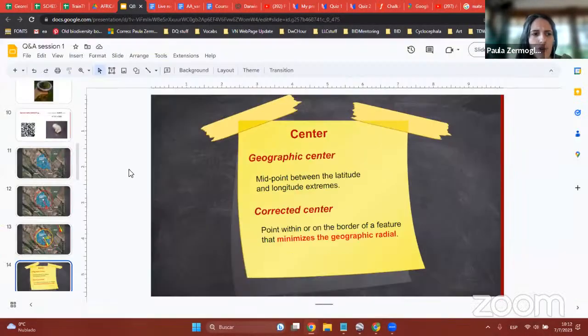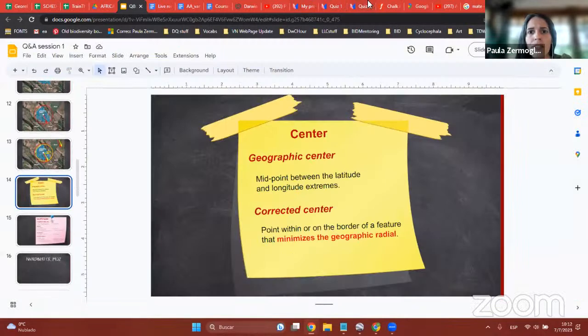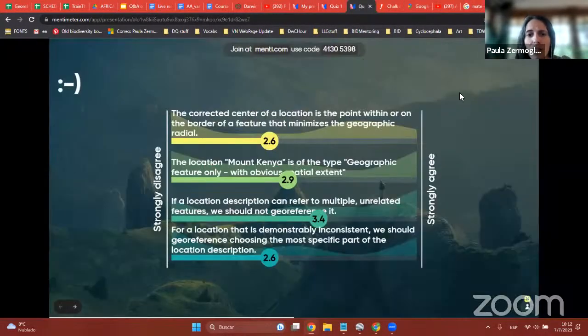Let's go back now to the quiz and look at the second question. The second question is, the location Mount Kenya is of the type geographic feature only with obvious spatial extent. And in here we have a lot of variation in the answers. Some think this statement is correct, and some people think it is not. And in general terms, it is not correct. And I'm going to explain why.